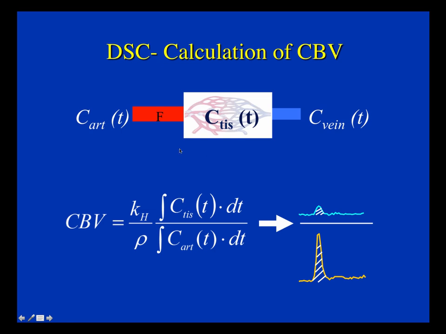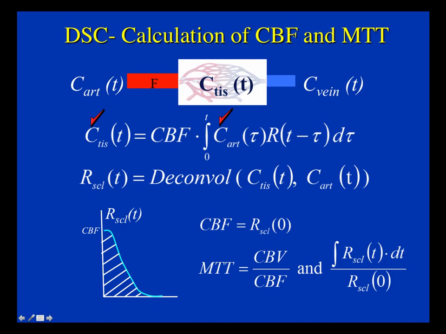The result of applying the tracer kinetic theory is that the cerebral blood volume can be measured by taking the integral of the tissue concentration curve divided by the integral of the arterial concentration curve, which represents the ratio of the areas under these concentration time curves. KH and rho are constants that take into account the differences in the hematocrit in the large and smaller vessels, and rho is the density of the tissue, just to make sure we get the units correct for CBV. So measurement of CBV is fairly straightforward, but the calculation of blood flow and mean transit time is a little bit more involved than that.